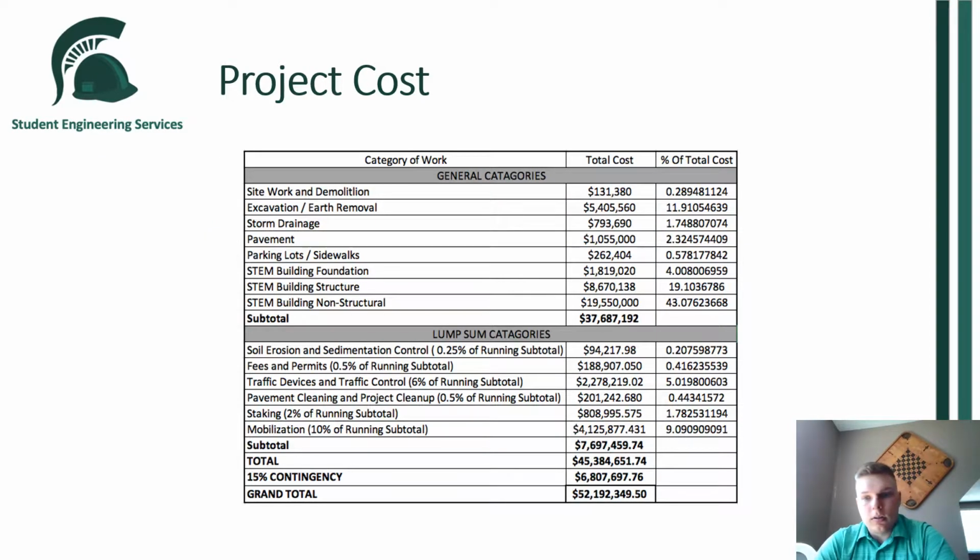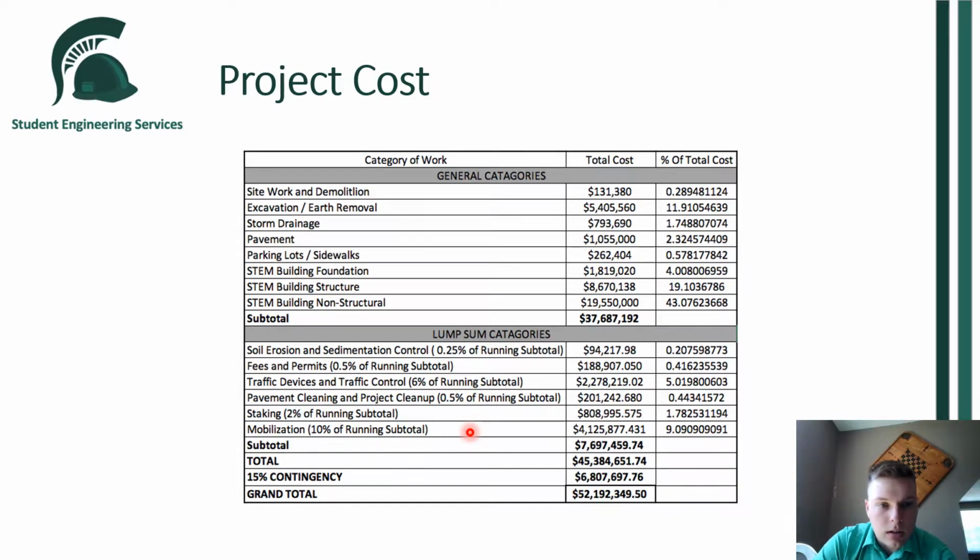So now that we've gone through all of the project designs, we're going to go over the overall project cost. Each group member did their own cost analysis for their portion of the project, and they submitted those values to me, and I put together this table. Up here in the general category section, you have those values that were calculated by the team members, and then the subtotal based on those calculations is $37,687,192.